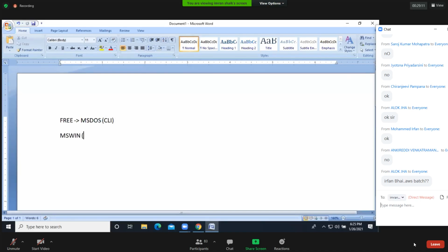It's a GUI operating system, graphical user interface operating system. Everything you can interact with in graphical mode, and it's user-friendly. If you know how to read and write, that is enough to interact with this operating system. We have the mouse cursor and icons, and you move the icon according to your requirement.